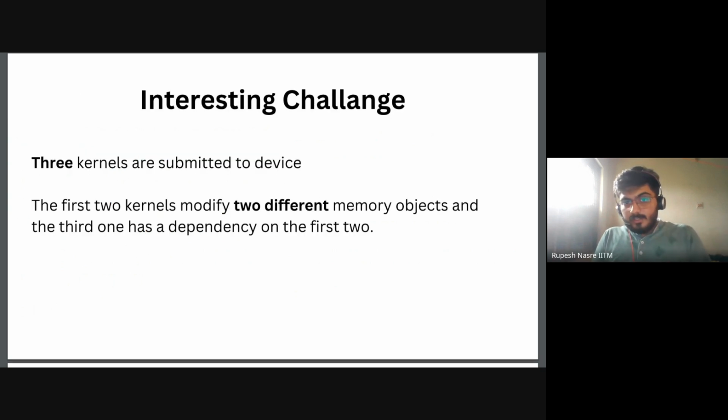Now this is an interesting challenge. I want you to type in the chat three kernels. The code, or slide pseudocode kind of thing, will also work. For this challenge, three kernels are submitted to the device. The first kernel will modify two different memory objects, and the third has a dependency on both the first and second. Now, how will you manage this? You can either use wait in order, or you can use depends on. You can use any of these.